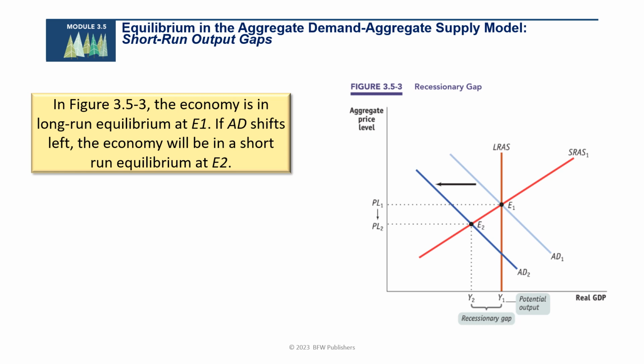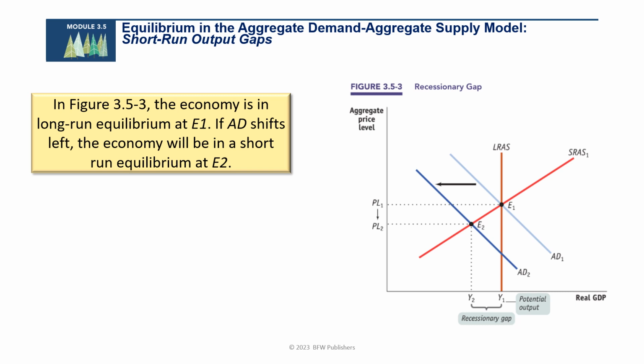So if consumers lose confidence, we talk about consumers and their expectations, right? Consumers lose confidence and we'll say the stock market takes a dive by 35%. All of a sudden we have a leftward shift of the aggregate demand curve.